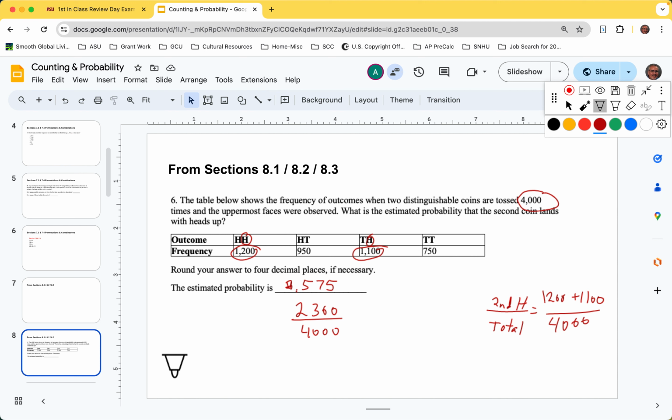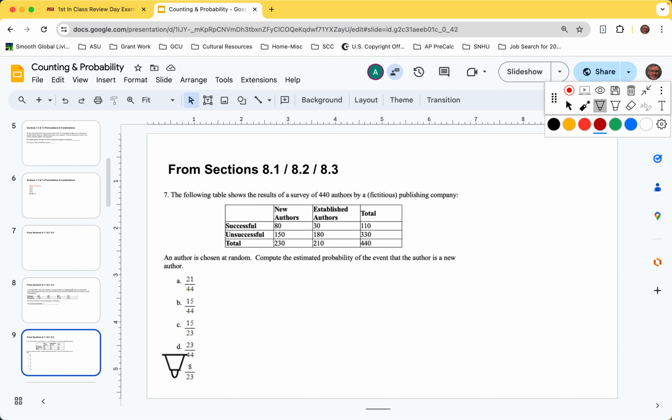So here's basically a similar question. The following table shows results of a survey of 440 authors. There they are. Compute the estimated probability of the event that the author is a new author. An author is chosen at random. What's the probability that the author chosen is a new author? New authors, established authors, totals. And remember, you can pull this up on your computers too. Some of these multiple choice ones might be harder to read.